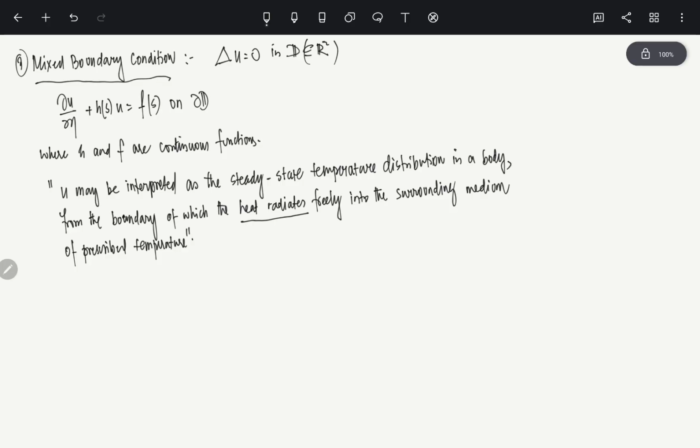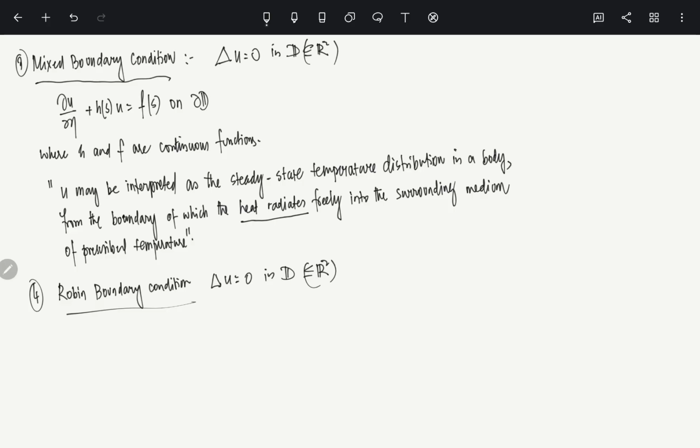So this is 3. And there is another boundary condition. It's called a Robin boundary condition. So this is the last one. Robin boundary condition. So anyways, again, same thing. We are actually looking for Laplace u = 0. So our equation is given Laplace u = 0, let's say, in some domain D, which is a subset of R2.